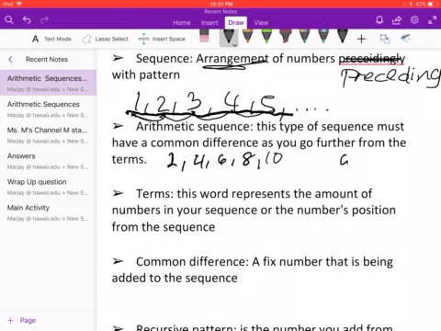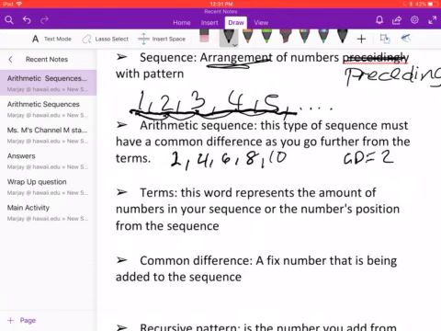So I will abbreviate common difference as CD, okay? CD equals 2. And by the way, if any one of you doesn't know what abbreviate means, it's just the initial. Because common difference starts with C and the second word starts with D, I just initialed it with CD. Anyways, the common difference of this pattern is 2 because as we go on in the pattern, we are adding 2.